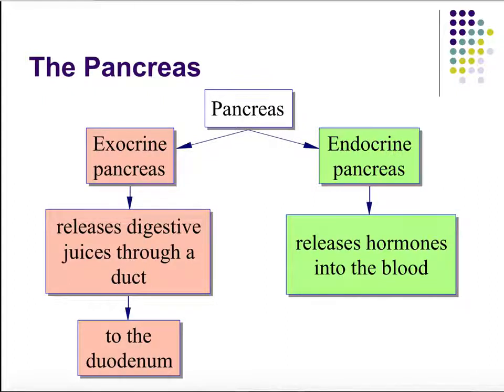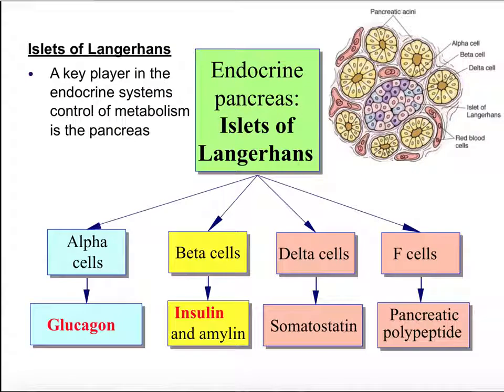Remember, exocrine glands release substances through a duct into a lumen. In this case, the exocrine pancreas releases digestive juices, so enzymes that help with the process of breaking down our foods in our small intestine so that we can absorb them. So it gets released into the duodenum. So let's focus on the endocrine pancreas first.